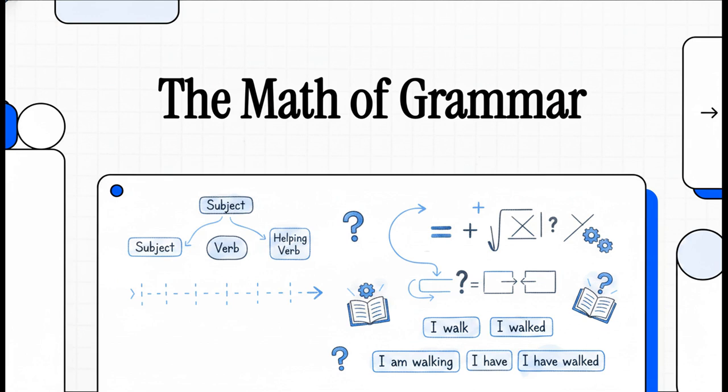No way. We're looking at them as logical, predictable, mathematical equations. We're going to take subjects, verbs, and helping verbs and treat them like variables in a formula. I promise you, once you start seeing the underlying math of grammar, it completely changes the way you understand the language. So, get ready, because we're about to decode the timeline of English.